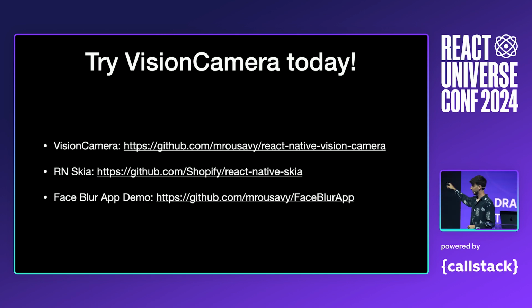It's all on GitHub. VisionCamera is on GitHub. react-native-Skia is on GitHub. And the face blur demo app is on GitHub as well. If you want to check that out, run it on your phone, test it on your phone, blur your faces for whatever reason.